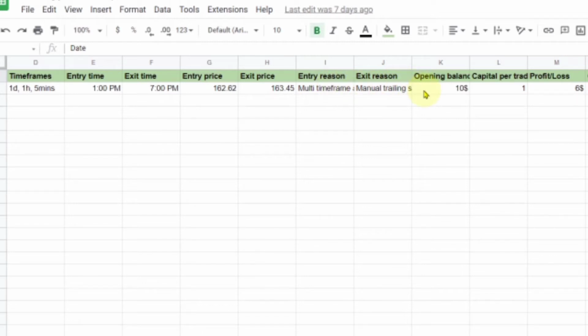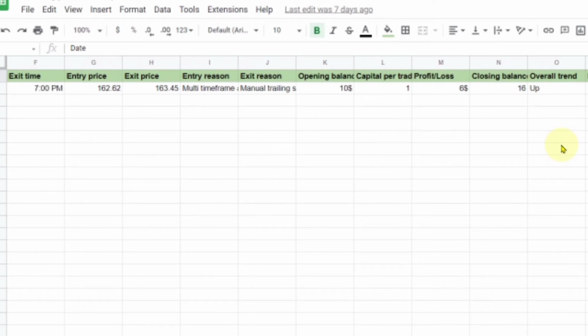Next is opening balance and closing balance. That is, the balance which is present before the trade is opening balance, and after the trade and after all the trades during the end of the day is the closing balance. This is to ensure that you don't miss out on all tiny details like penalty charges or brokerage fees or other charges. So just to track all the credit and debit in your trading account. Capital per trade is the risk you're taking per trade. Note down the profit and loss.